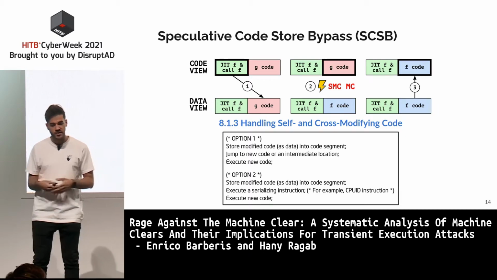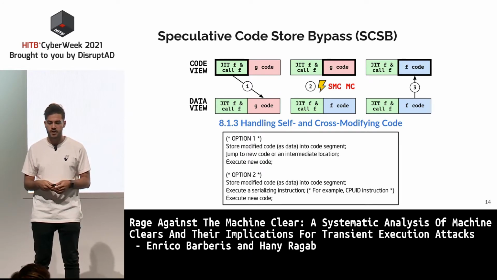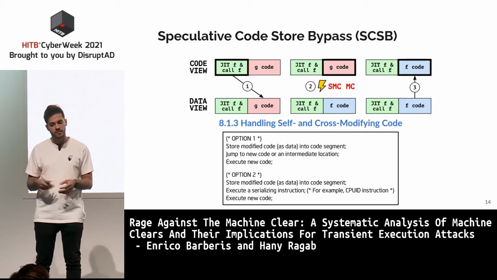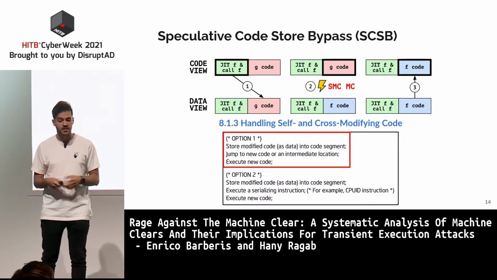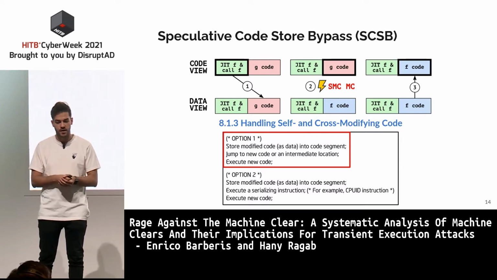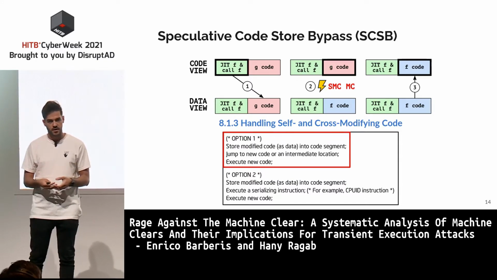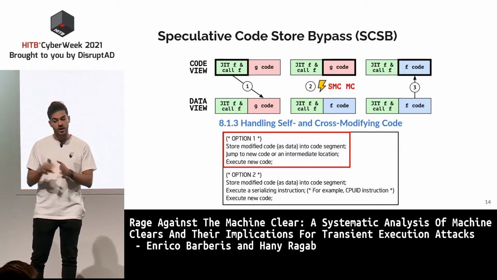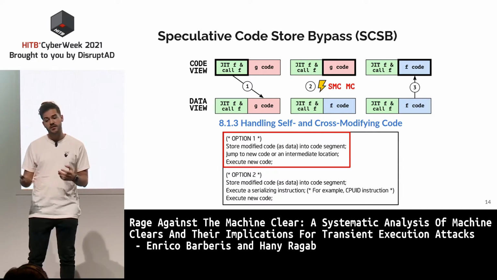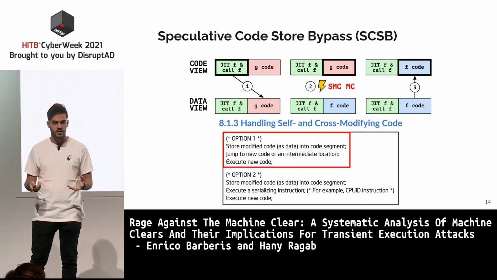During our reverse engineering of this behavior, we looked at the developer manuals of Intel to see how they suggest to handle self-modifying code and cross-modifying code on their processors. And we see that there are basically two options to handle this. Interestingly, option one that Intel is suggesting to users in order to handle self-modifying code and cross-modifying code is describing the exact steps of our attack primitive, which means that any program or any software relying and adopting option one to handle self-modifying code is speculatively performing a speculative code store bypass attack without knowing this.